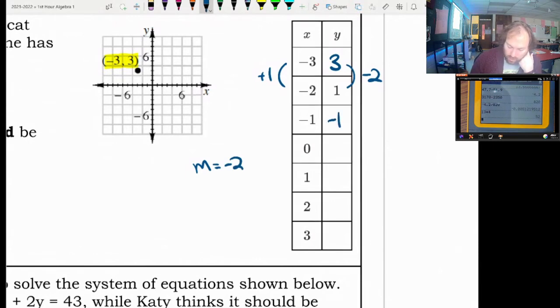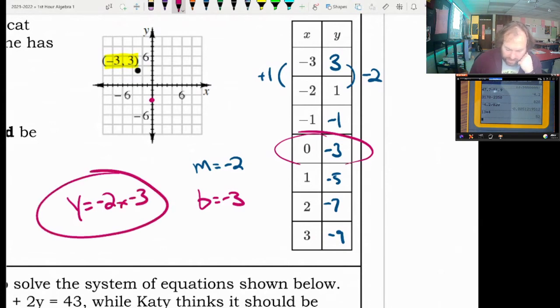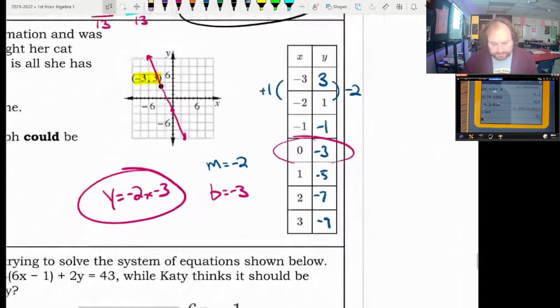You're going to go negative 1, negative 3, negative 5, negative 7, and negative 9. You could plot those points now if you wanted to on this graph. I'm only going to plot 0, negative 3, because that's the y-intercept. B is going to be negative 3. So the equation is y equals negative 2x minus 3. And you could plot any one of these points that you like, but once you have 2 points, you can just connect them into a line, and that's all you really got to do there. There you go. Not too hard to do, actually.